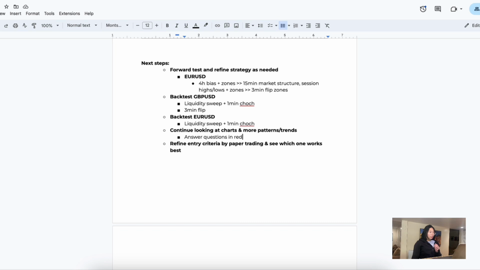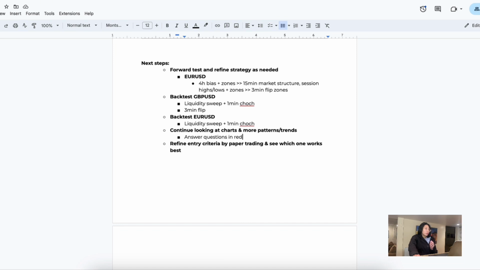Then I want to continue looking at charts and more patterns and trends, seeing if I could find any more data points. Lastly, I do want to refine the entry criteria further by paper trading and seeing which one works best. So is it going to be the 3-minute flip zone? Or is it going to be the 1-minute change of character? Is it going to be a combination of both? Or is it going to be a combination of one with a 15-minute zone? So it's really just seeing what entry criteria has a better win rate for me based on how I'm going to execute it and my trading window and plan.